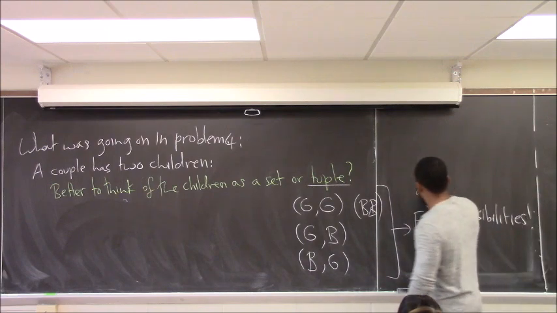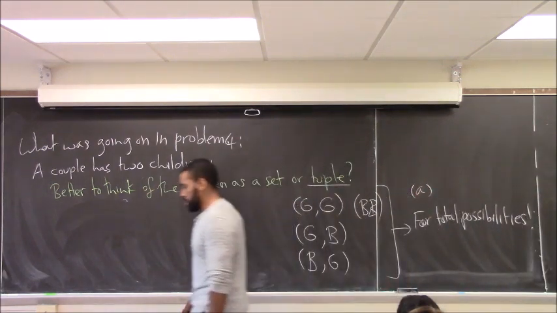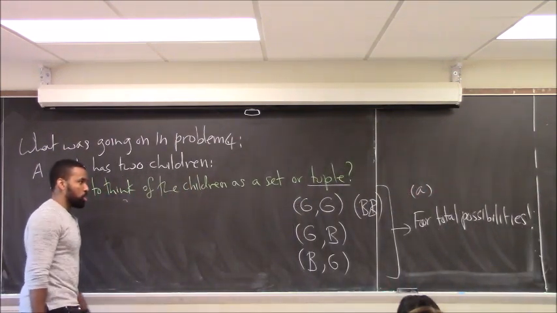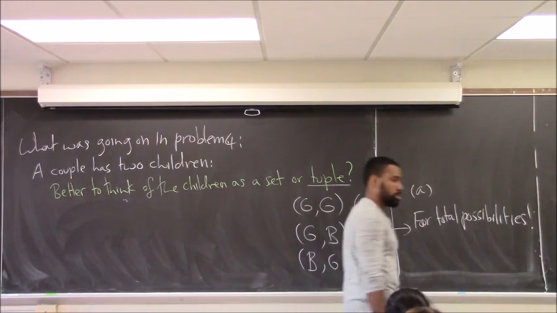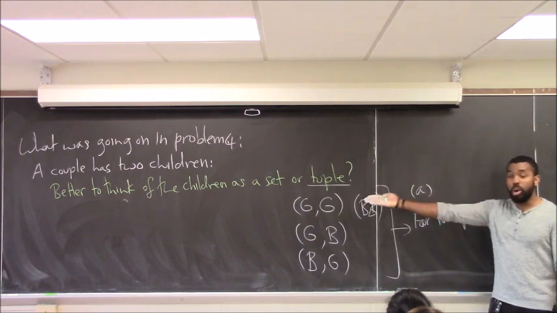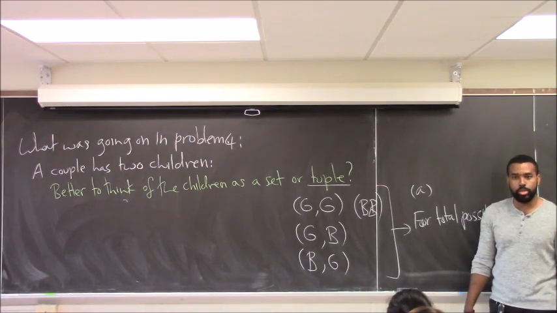So this is for problem A. There are 4 total possibilities. Now, once you know there are 4 total possibilities, what are the chances that both are girls? 1 in 4. In one of those possibilities, we have 2 girls.